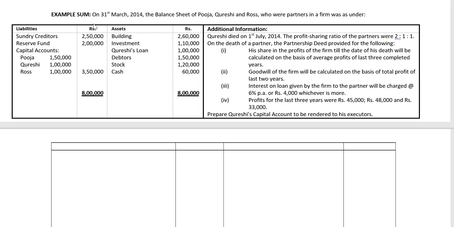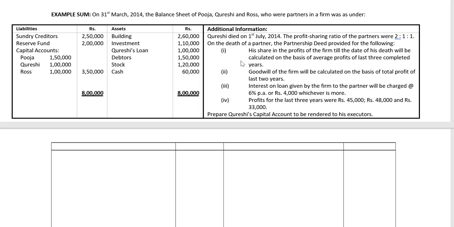Example sum. On 31st March 2014, the balance sheet of Pooja, Qureshi and Ross, who were partners in a firm, was as under. To the left of the screen, we have the balance sheet given, and on the right, additional information. Qureshi died on 1st July 2014. The profit sharing ratio of the partners was 2:1:1.